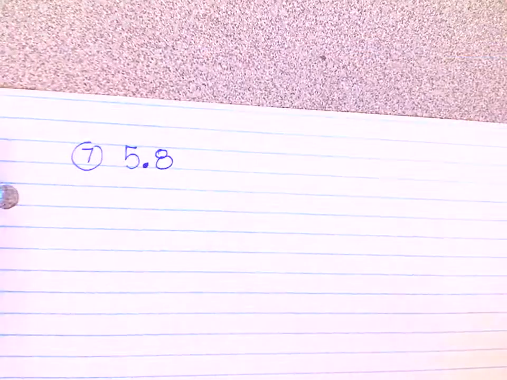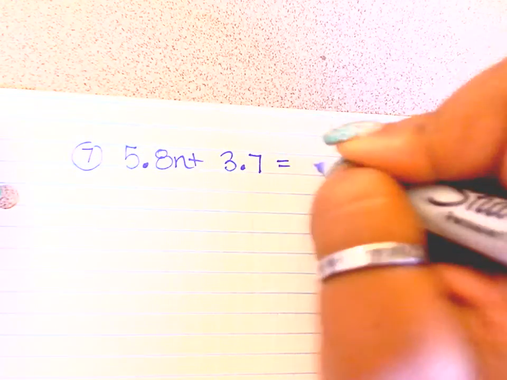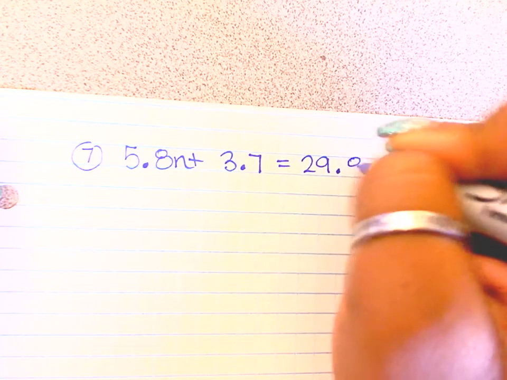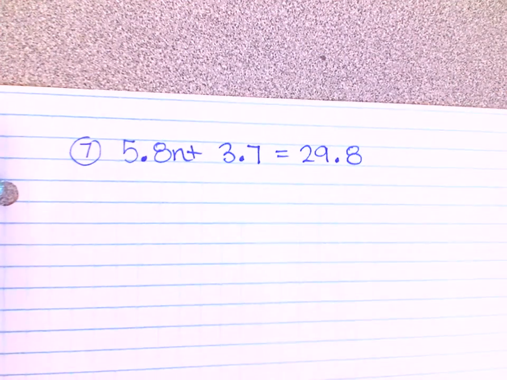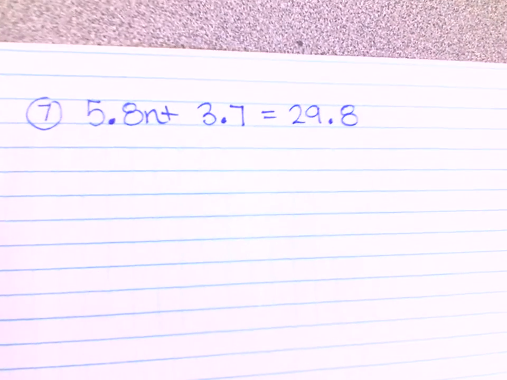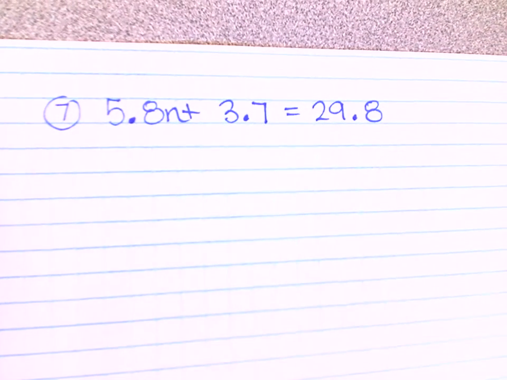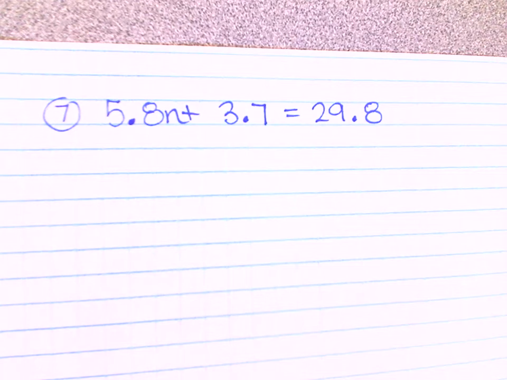All right, number 7. This one has to do with decimals. So you have 5.8n plus 3.7 equals 29.8. I know, decimals, don't be scared of them. They're nice. You just have to remember how to solve them.